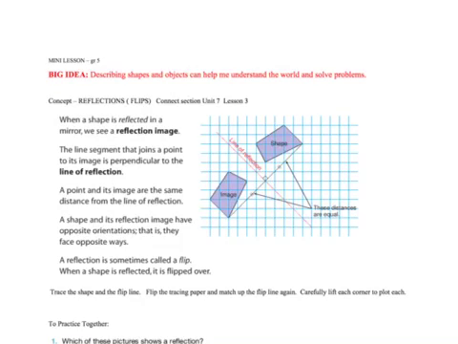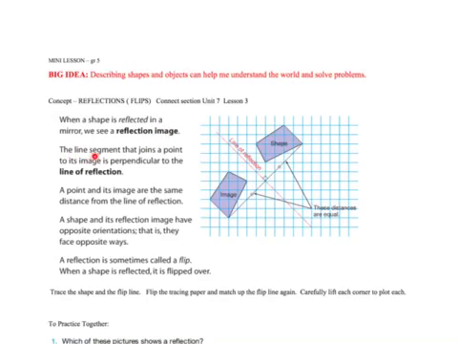Right, we're continuing with our big idea. Describing shapes and objects can help me to understand the world and solve problems. Our concept today is reflections, or flips. When a shape is reflected in a mirror, we see a reflection image.